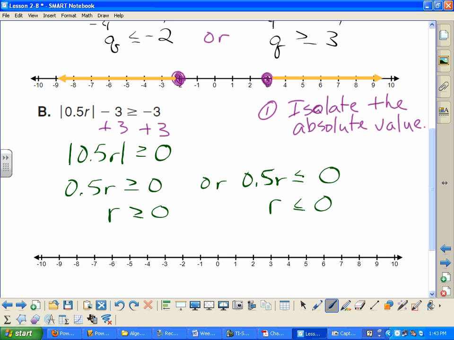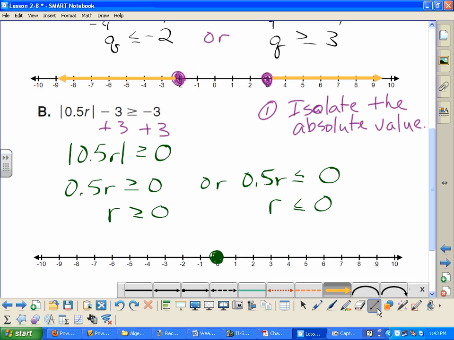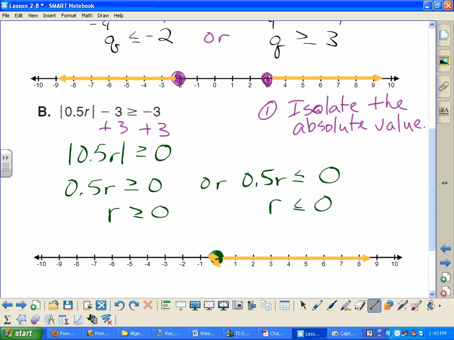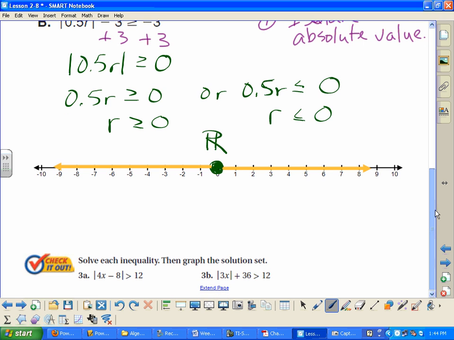So if I did this, here's 0, it's a solid dot, and my arrow is going to go both directions. So it would be all real numbers as my answer to this. All real numbers. That's always true. Okay?